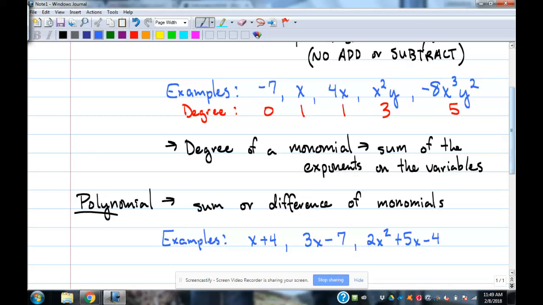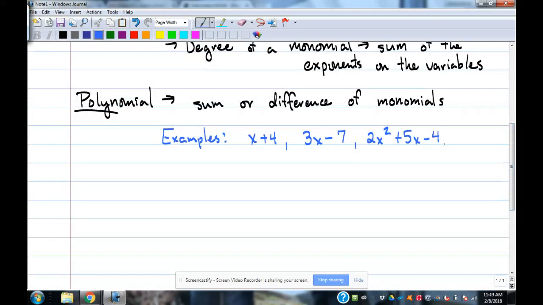All right. And then we'll do one more. 6xy minus 8y. That's a polynomial. Got more than one variable in it. That doesn't change anything. 6xy is a monomial. 8y is a monomial. They're separated by a subtraction sign. That's what makes it a polynomial.